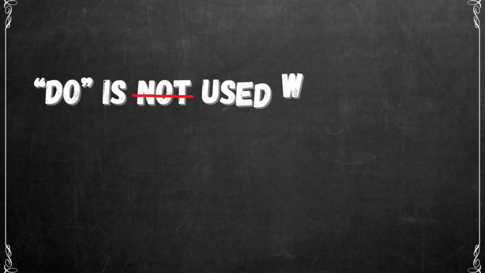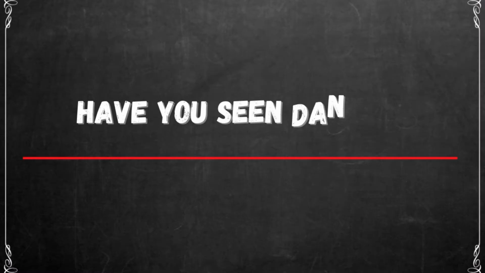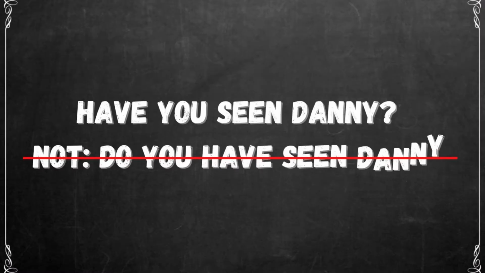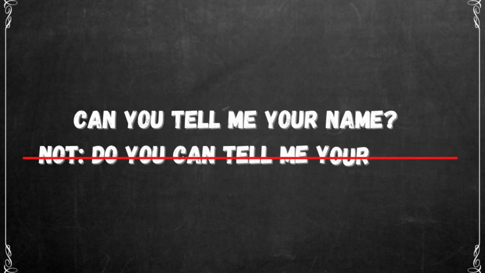The forms of do are not used with other auxiliary verbs. For example, have you seen Danny? Not do you have seen Danny. Can you tell me your name? Not do you can tell me your name.